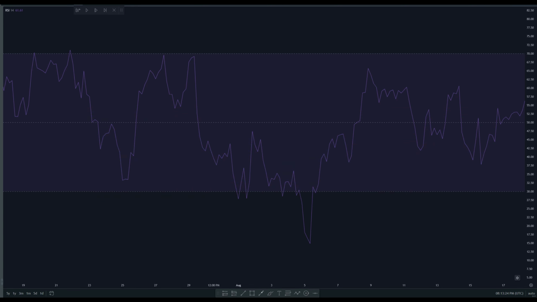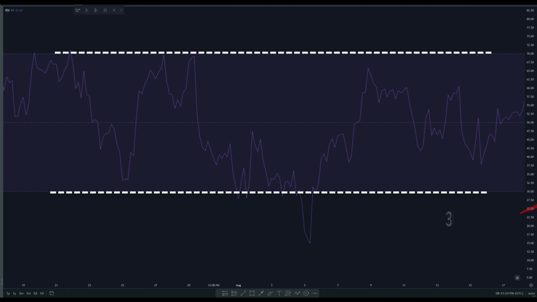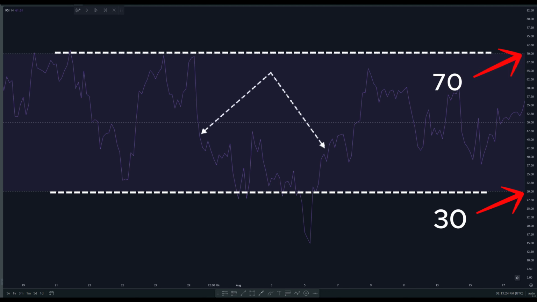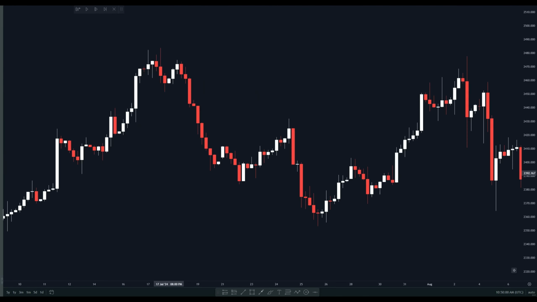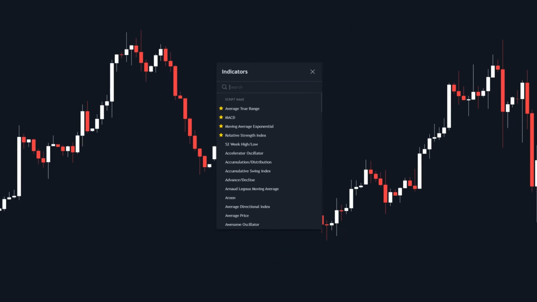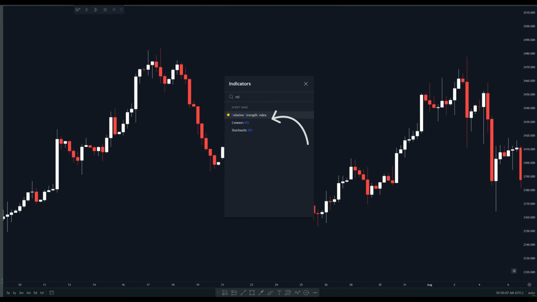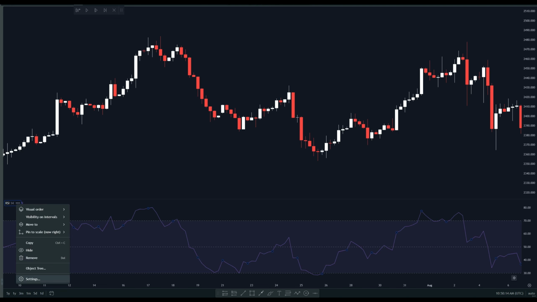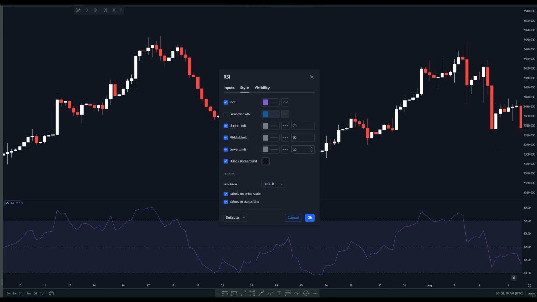Here on the screen, we have RSI indicator enabled, and these are two levels of RSI. The lower one will be 30, and the upper one will be 70. And this is the RSI line. It tells us whether the market is in overbought condition or an oversold condition. To apply the indicator on chart, go to the Indicator tab and type RSI. Click on this. Now go to its settings. The upper limit will be 70, and the lower limit will be 30, and the middle limit will be 50.